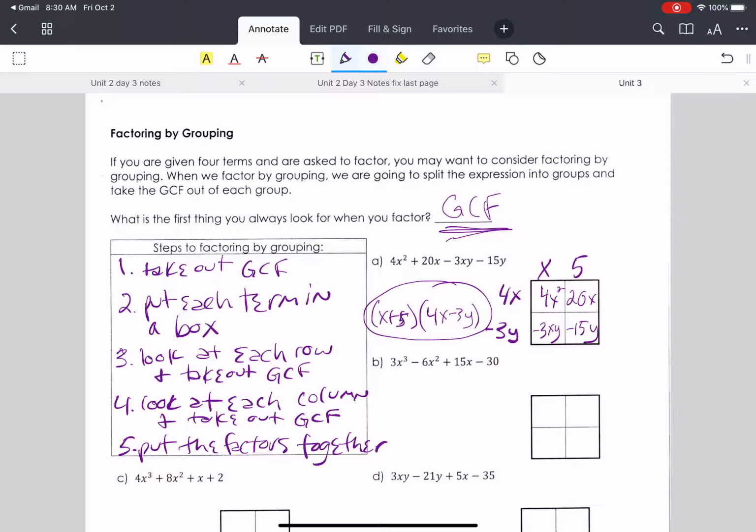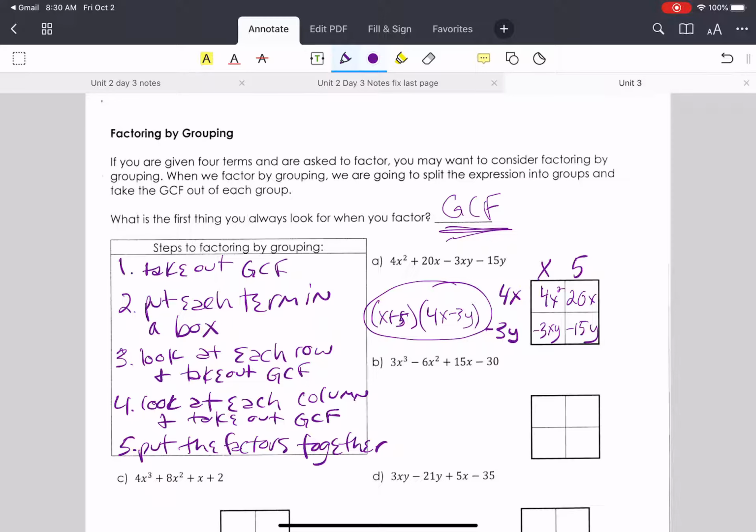If on unit 1 and last unit, I gave you guys these, and I said, okay, multiply them out, right? You would have done this, right? You would have drawn this, gone x plus 5, 4x minus 3y. I would have done this times this, 4x squared, this times this, 20x, negative 3xy, negative 15y, right? And then I would have added these pieces up. 4x squared plus 20x minus 3xy minus 15y, and this would have been our answer, right? But do you see that now that is this, right? But now we're doing the opposite.